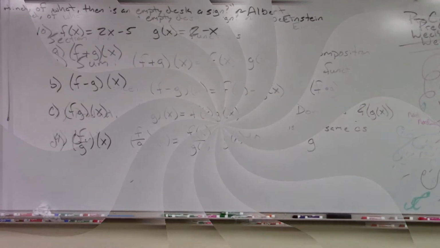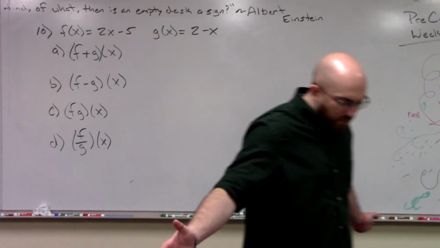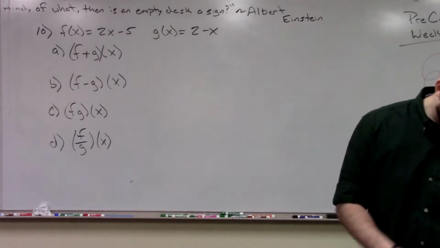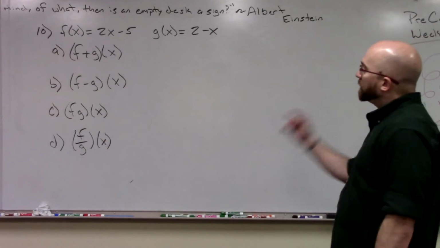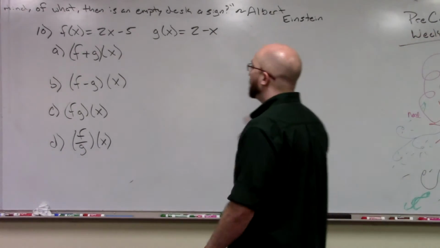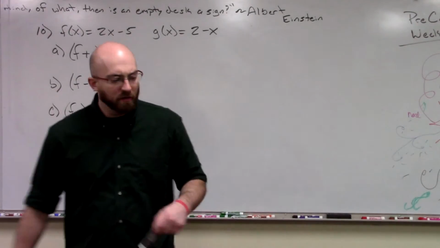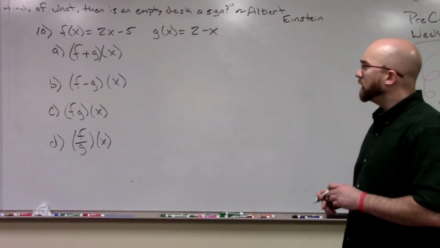Okay, and our first example. For number 10, we have find a, f plus g of x, find b, f minus g of x, find c, f times g of x, and d, f over g of x, given f of x and g of x, and it's going to be different for each one. So basically what we're going to do is just go ahead and do what it says.